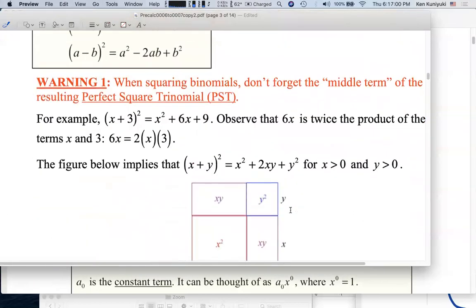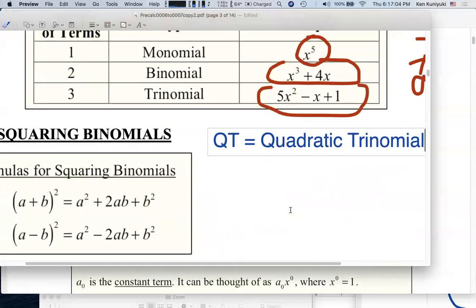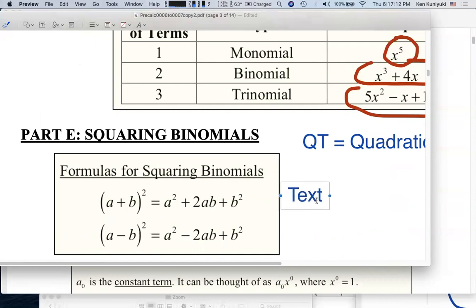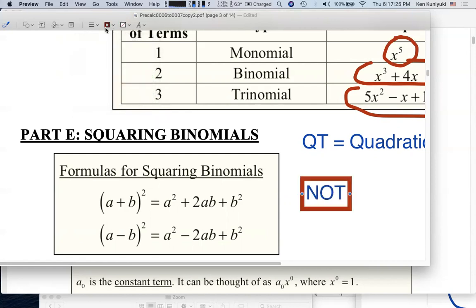Okay. Now, before we go on to the more general expressions, a lot of people forget how to square binomials. The square of a plus b is not. I repeat, is not. I better put this in red.